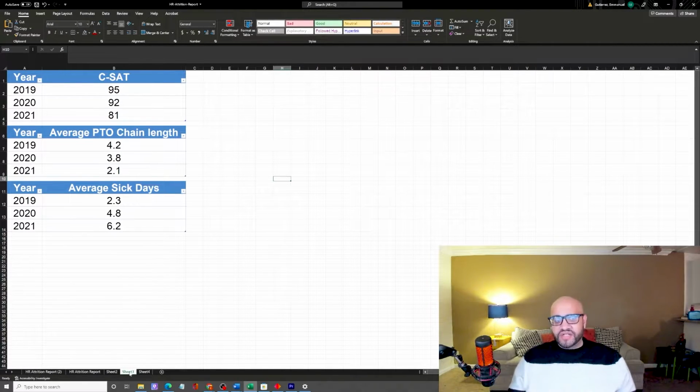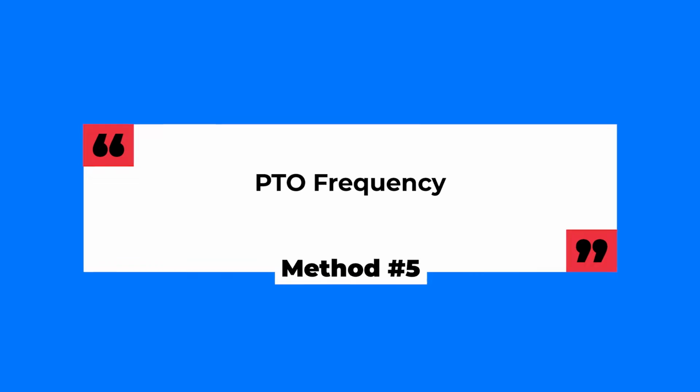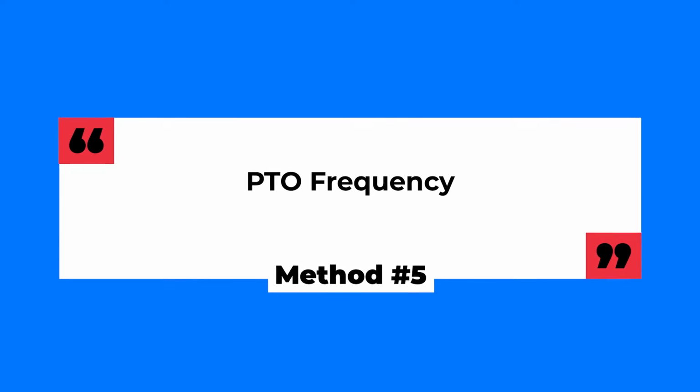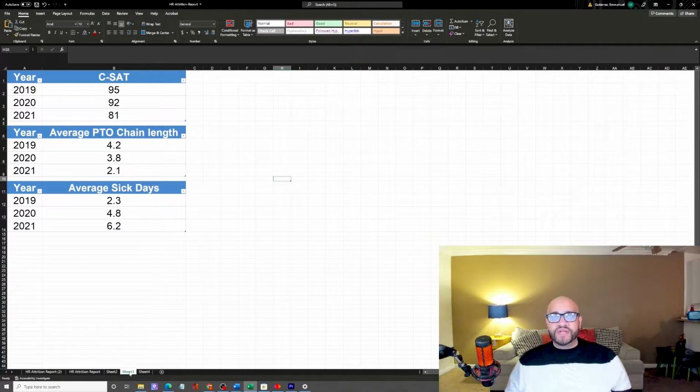Now, another way to look at it, and I don't know if this is the official term, but this is a way that I categorize it, is the average PTO chain length. What is a PTO chain length? Normally for PTO, or paid time off, you'll have a certain allotment, right? 2 weeks, 3 weeks for your employees.